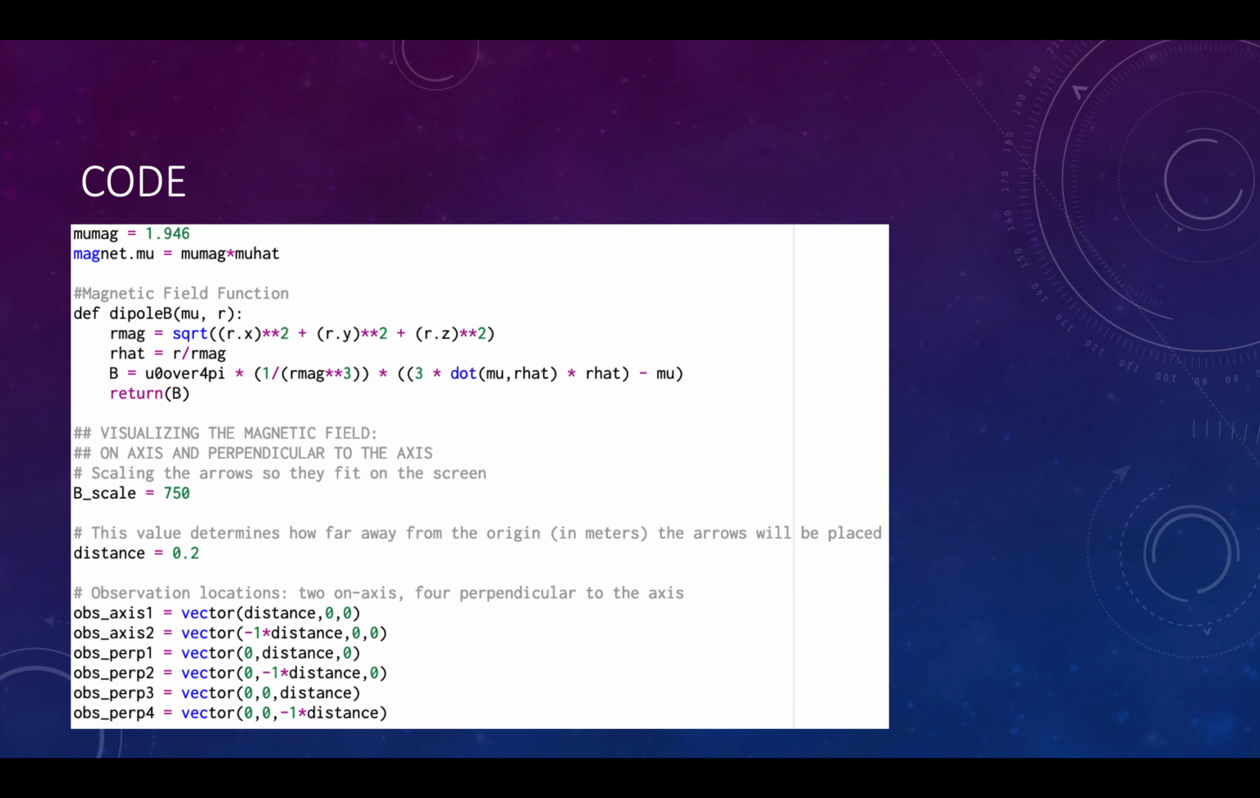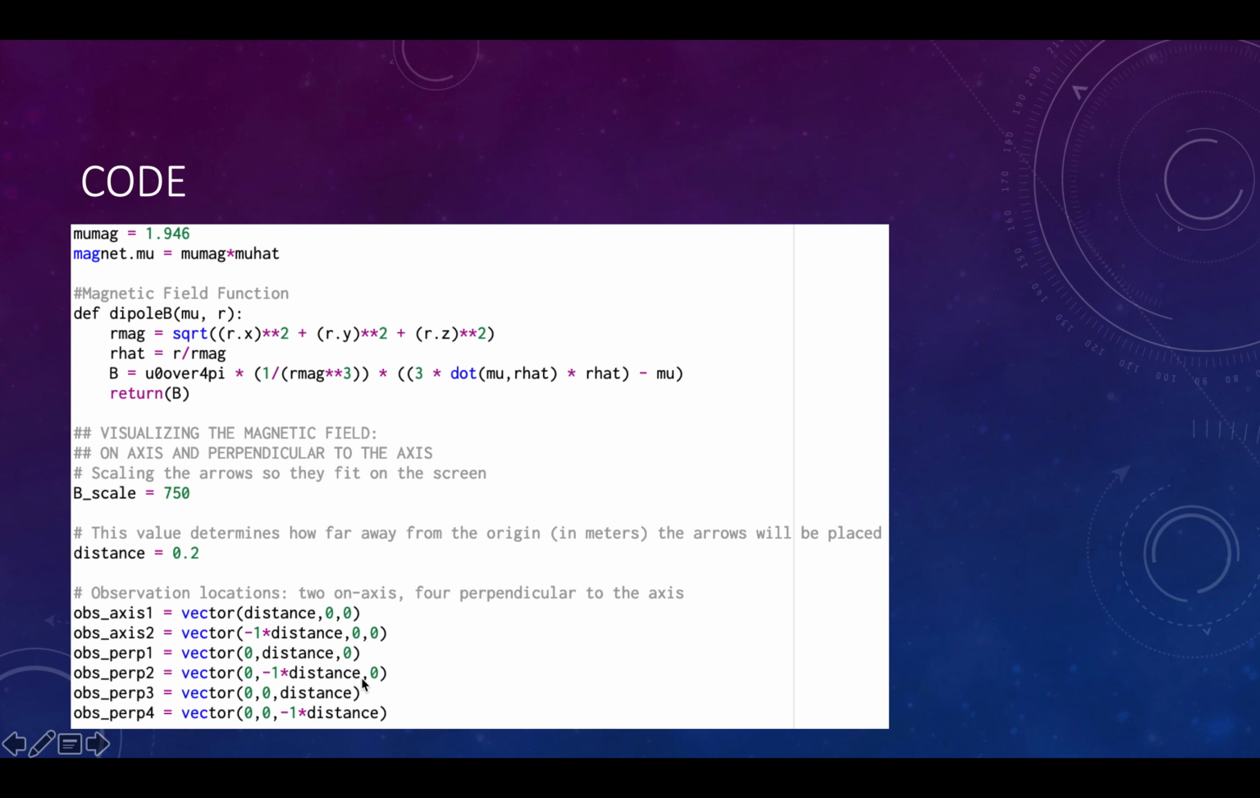Here is my code for the experiment. Firstly, I input my value for mu, which was 1.946, which I calculated from the experiment. Then I define this function, def dipole, to get the value of the magnetic field when given a mu and a r. This is the formula for the magnetic field. Then I input the scale and the distance to make sure the computational model looks as aesthetic as possible, with the arrows not being too small to be seen by the naked eye.